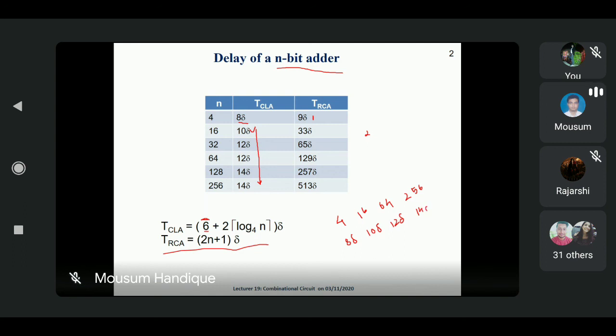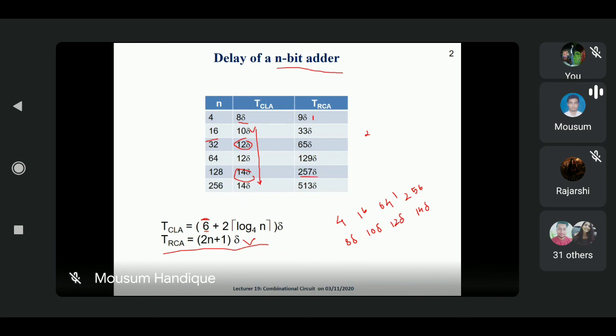The important part is that between 16 and 64, there is 32, and it also lies in the 12 delta. Are you getting my point? And from 64 to 256, 128 is already there, so it also requires 14 delta. But when we compare with the ripple carry adder using this formula, the time delay is more. If we are using 128 bits, it requires 14 delta, but using the ripple carry adder, it is 257 delta.